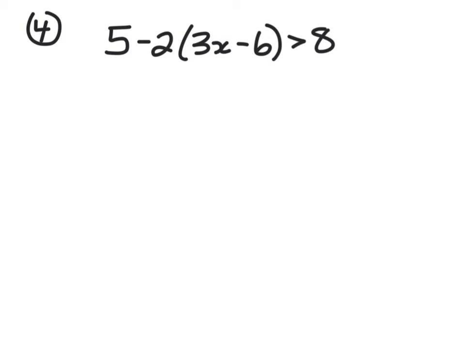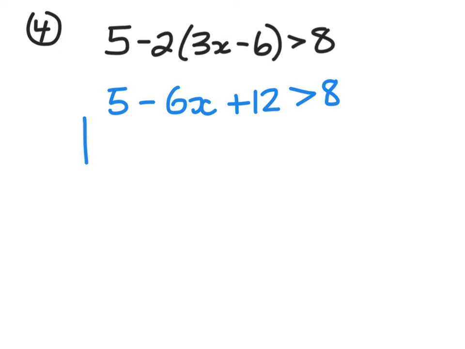Question 4, solve the inequality. Well, remember, we do not do 5 take away 2, we do 5, and then it's negative 2 times 3 for negative 6x, negative 2 times negative 6 for positive 12 is bigger than 8. And then you just work your way through that question as normal.